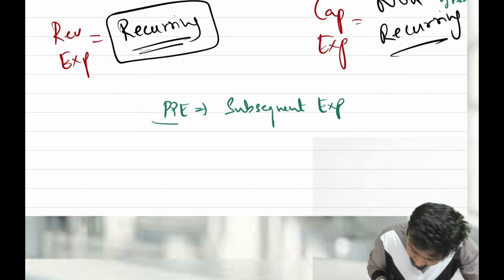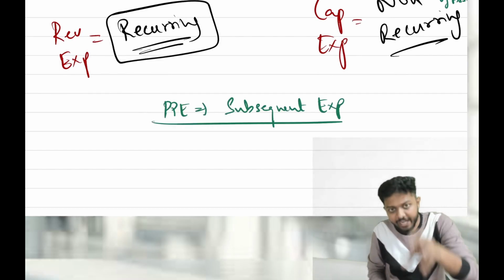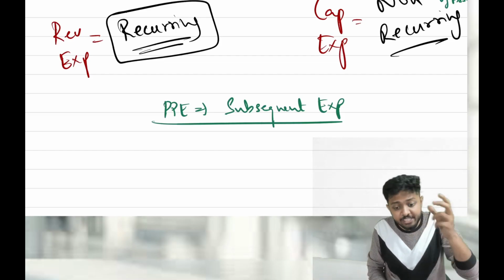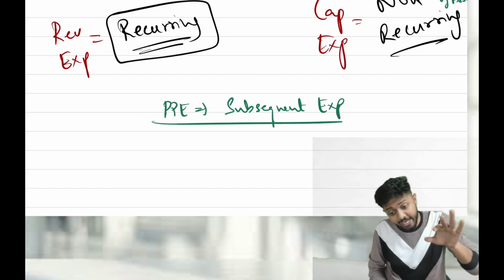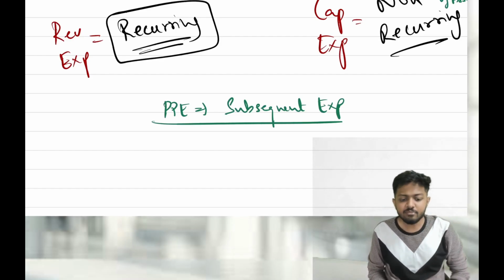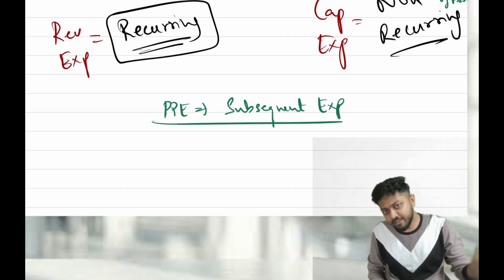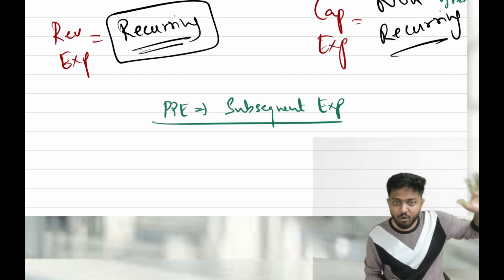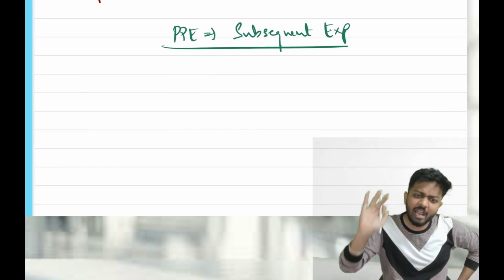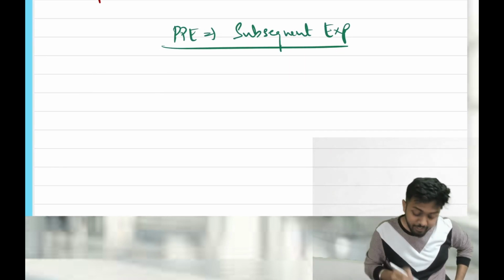Okay, what is subsequent expenditure? It is the money spent on an existing asset, not a newly acquired asset. It is money spent on an asset that was already acquired before. Now, sir, will that be treated as capital expenditure? No. For that, there is one condition.